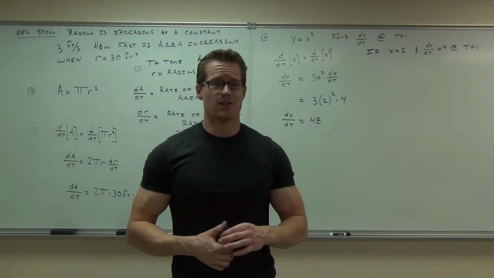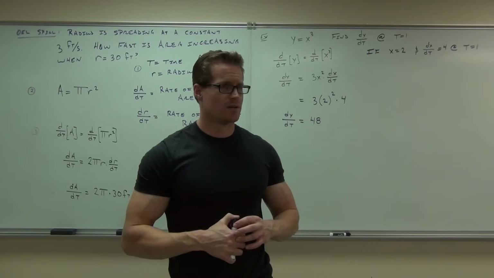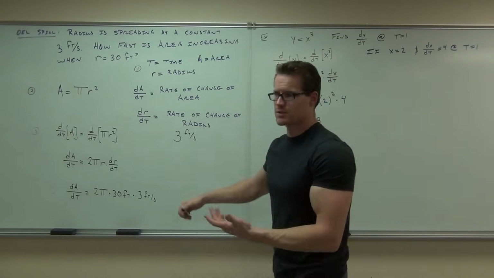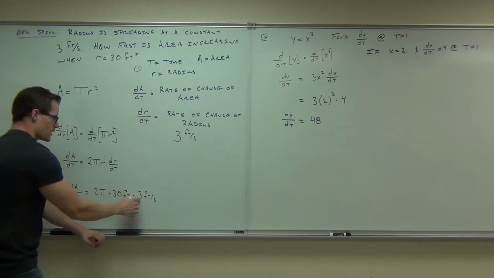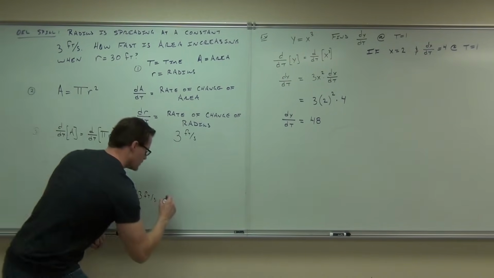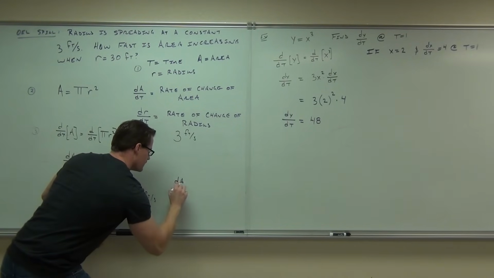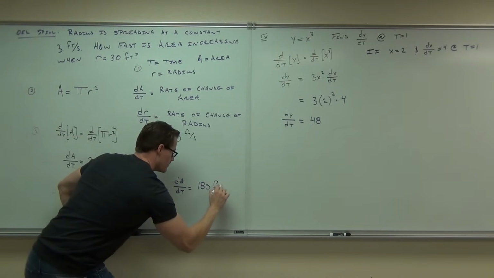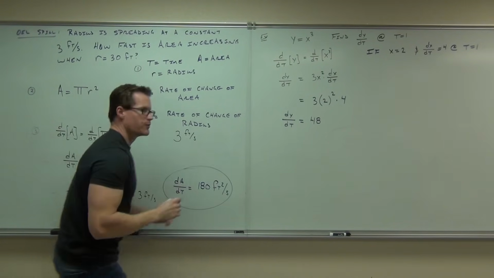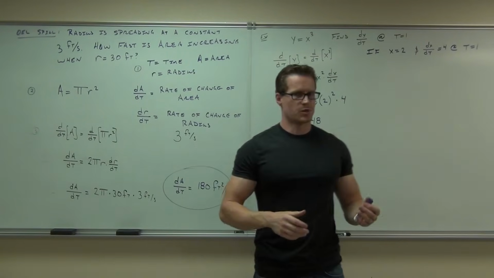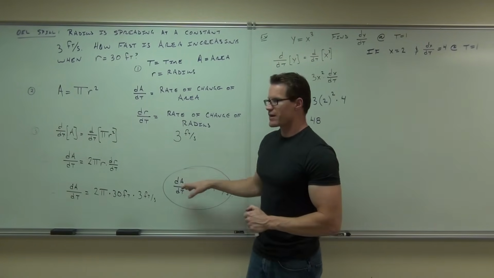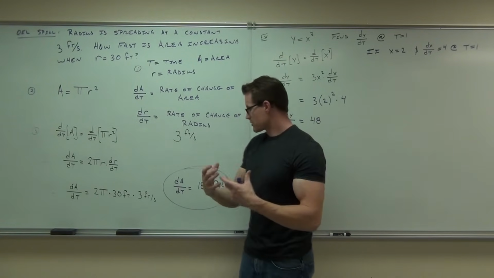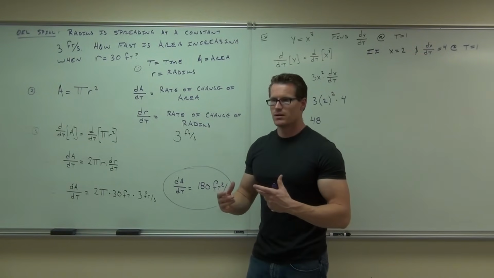Can I say the area is increasing at 15 feet per second? No, because that would be linear. Area should be in square feet, right? Are we going to get square feet? Absolutely. So we're going to get, oh, what is that? 180? What we've just found out is that for this specific oil spill, when our radius is 30 feet, our area is increasing at 180, unless I did that wrong.